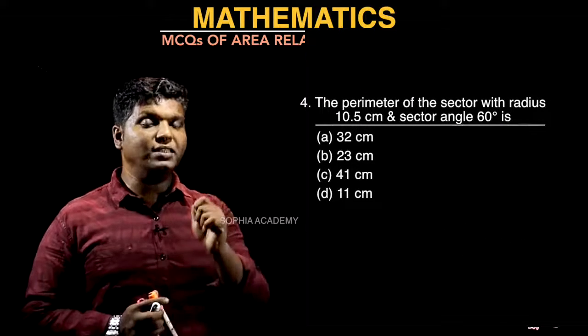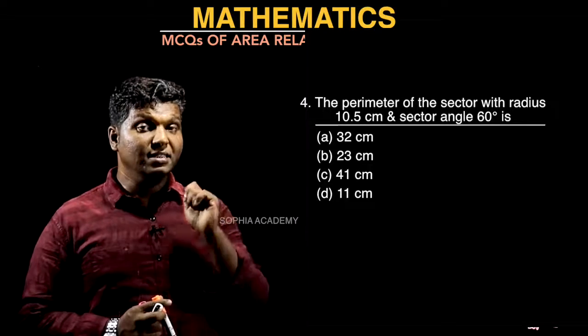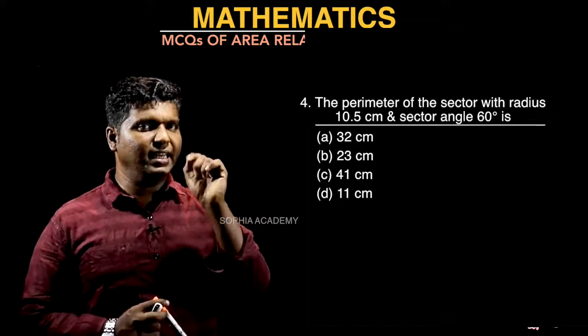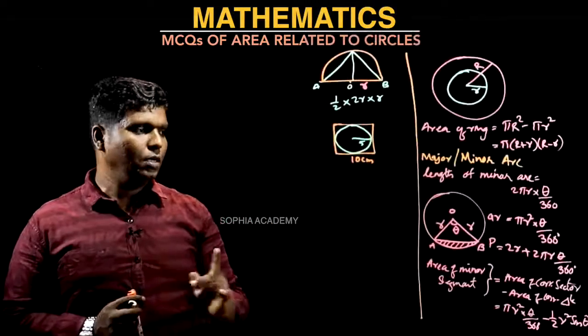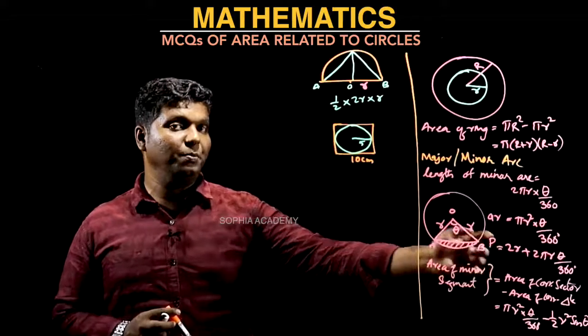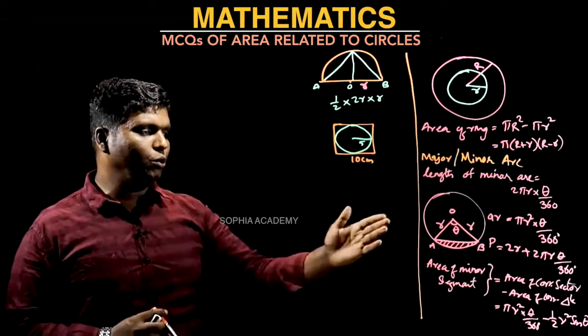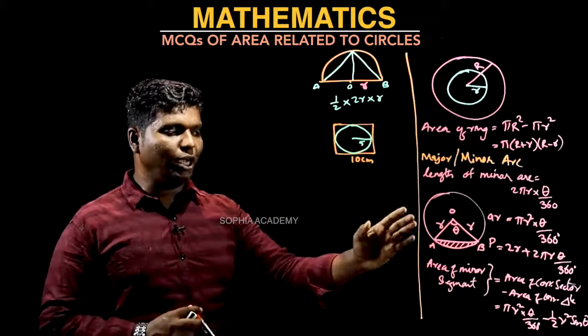The perimeter of the sector with a radius 10.5 centimeter and the sector angle 60 degree is. That means you have to find the perimeter of the sector. Perimeter of the sector. This is your sector. Okay, you know the equation. So that's why I told you initially, you must know the equations very well. Now the equation is there.